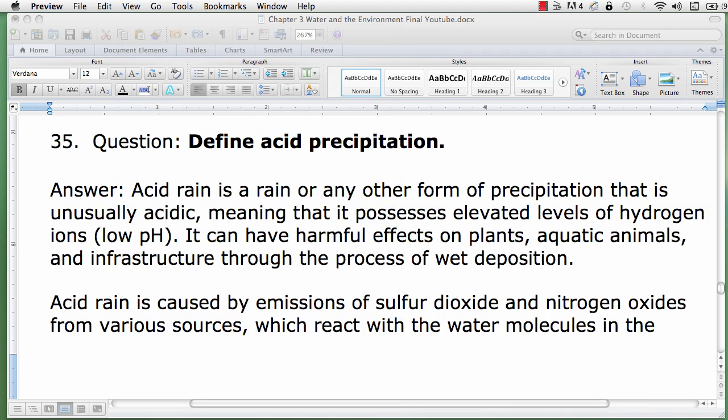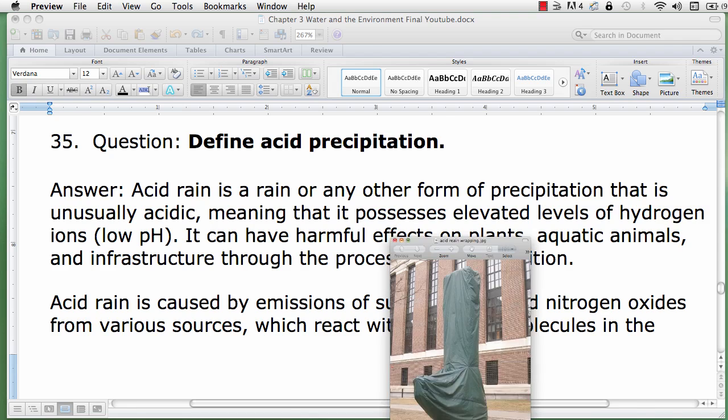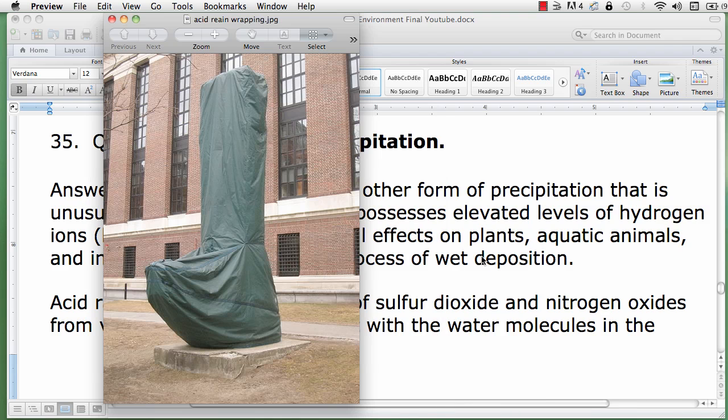There's also the possibility of acid snow. In the example here, Harvard University has started covering up many of their statues to prevent their damage and corrosion by acid rain.